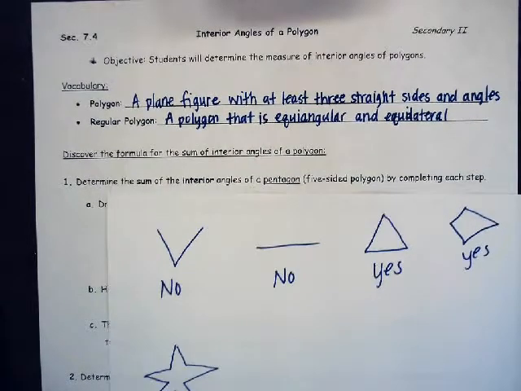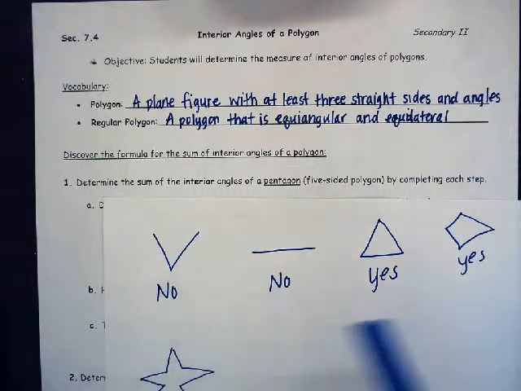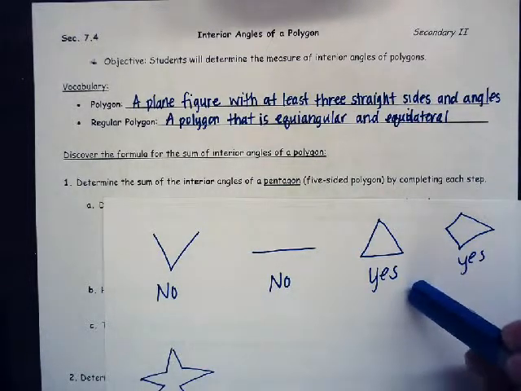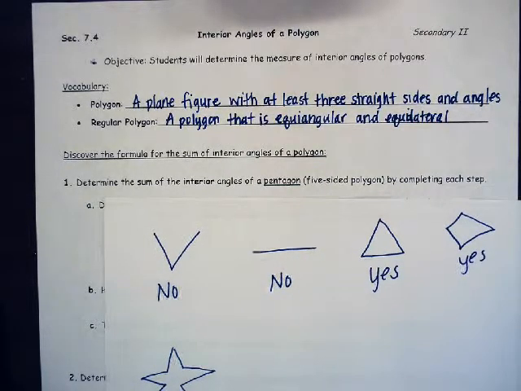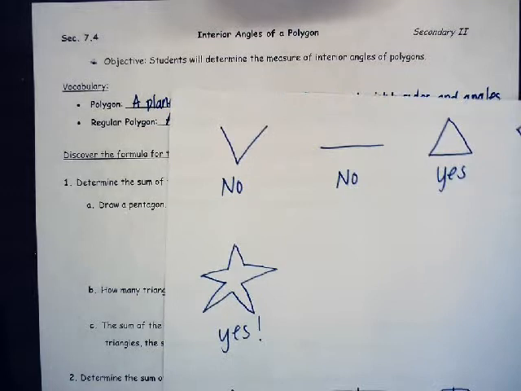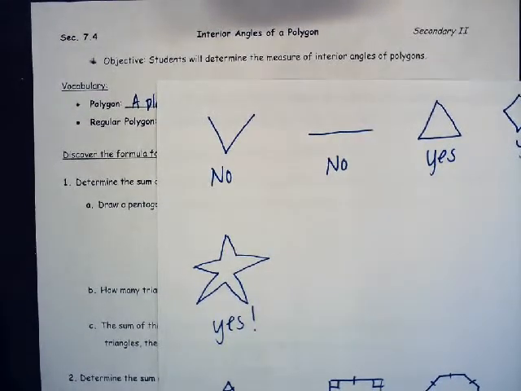This is not a polygon right here. There's not 3 sides or 3 angles. Neither is this. A triangle is a polygon. A kite, diamond, square, anything like that is a polygon. It has straight sides and it has 4 sides on that one and 4 angles. Also, this is a polygon. All the sides are straight and there are more than 3. That's the definition of a polygon.